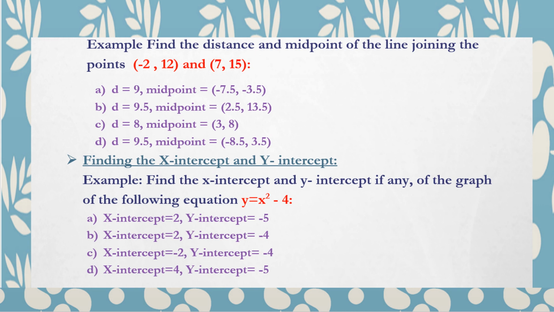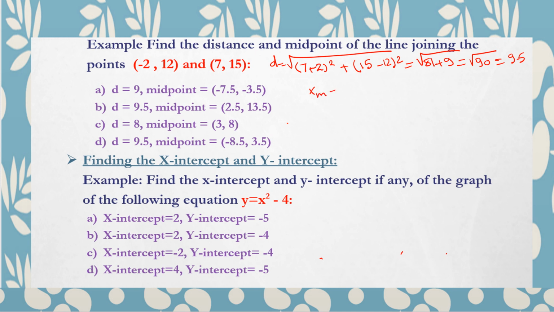Again, find the distance and midpoint of the line joining the points. D equals the square root of (7 minus -2) squared plus (15 minus 12) squared, which equals 9 squared, 81, plus 3 squared, 9, and this equals 90. So the square root of 90 is 9.5.